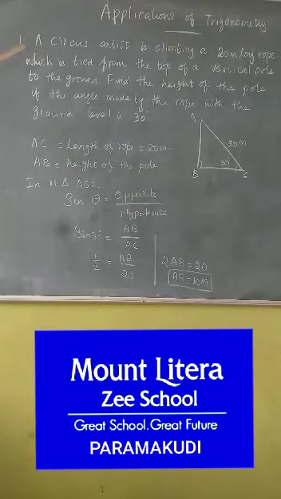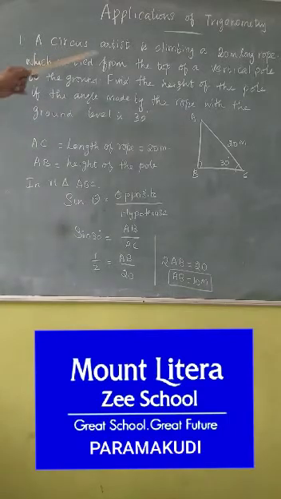So first question: a circus artist is climbing a 20-meter long rope, which is tied from the top of a vertical pole to the ground. Find the height of the pole if the angle made by the rope with the ground level is 30 degrees. Read the question carefully, because after reading it, how do we draw the diagram? You have to draw a right angle triangle.